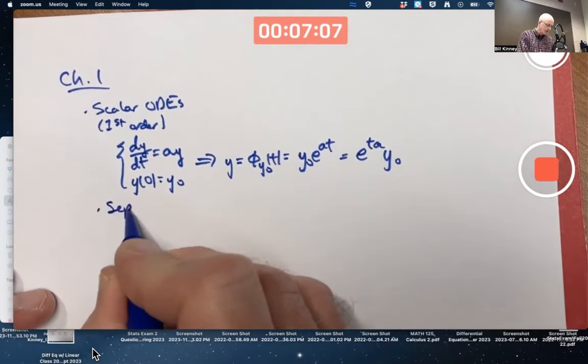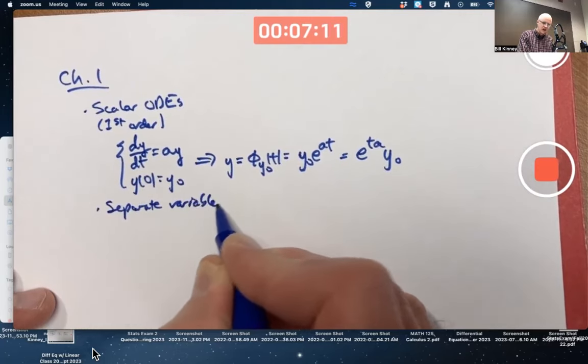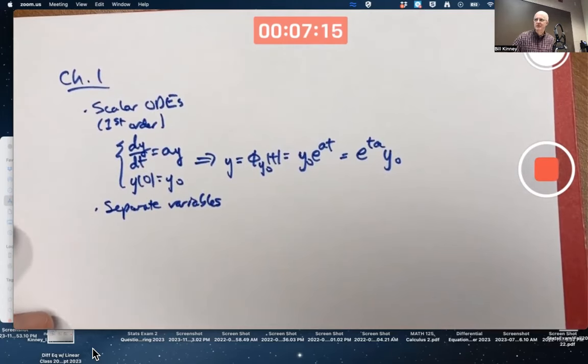You should know how to separate variables. There was at least one question on the first exam about separating variables. We haven't done that in a long time, but it's a basic skill you should be able to do to solve some basic differential equations.